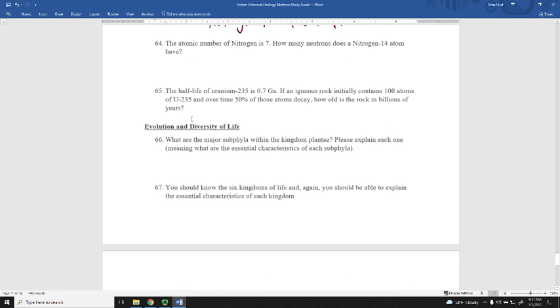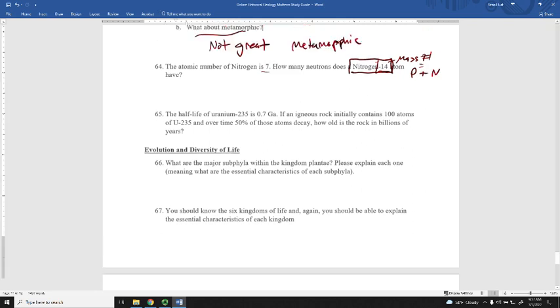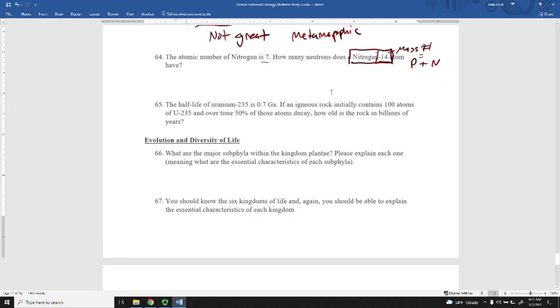Okay, so the atomic number of nitrogen is 7. How many neutrons does a nitrogen-14 atom have? So when you see something like nitrogen-14 or carbon-14 or uranium-235 or 238, that number right there is the mass number. And mass number equals the protons plus the neutrons. Okay? Protons plus the neutrons.